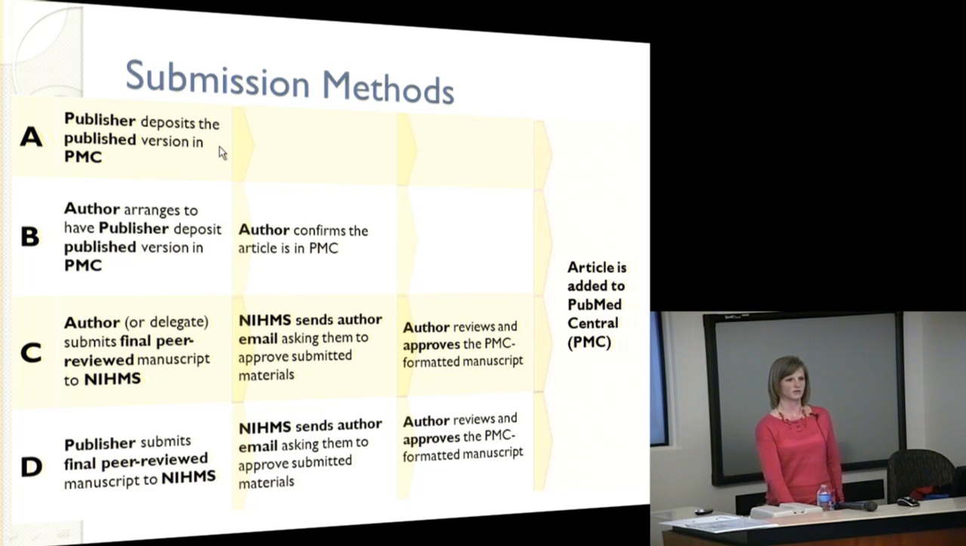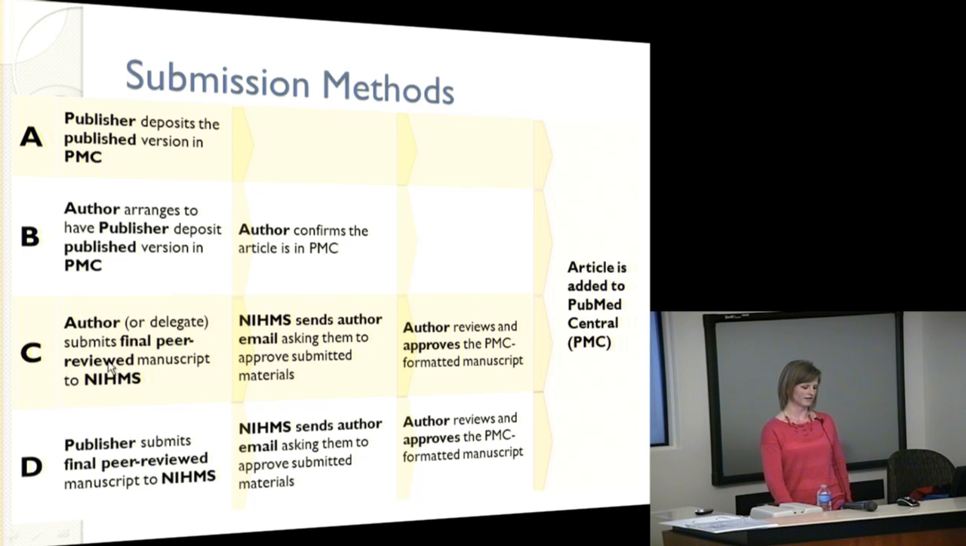The only difference between these two you'll see is that it says author arranges, which basically means the author is going to pay the publisher to do this. The author should confirm that this is done in the correct amount of time. But generally, if you publish with one of these journals or publishers, there's usually not too many glitches in the process because there's nothing else for you to do. We're going to focus more on method C and D.